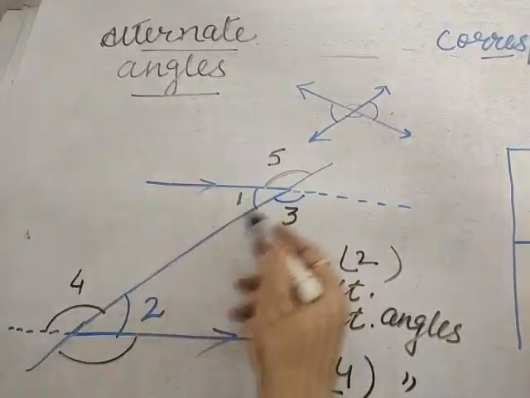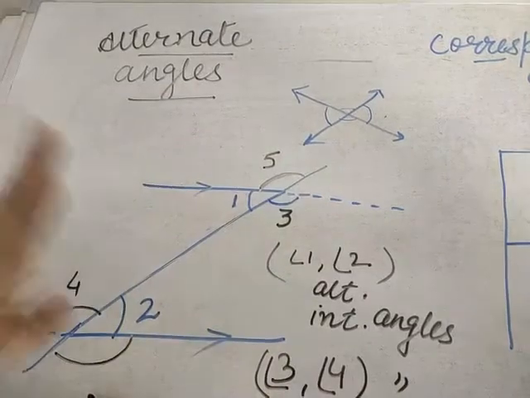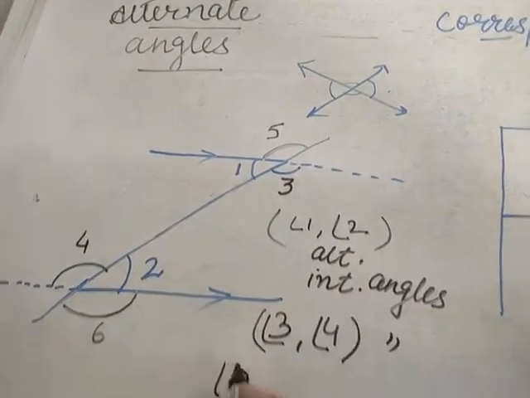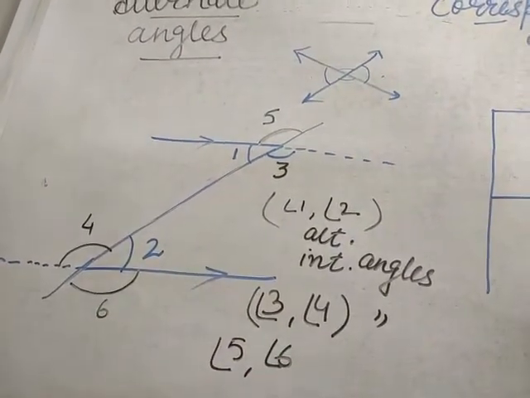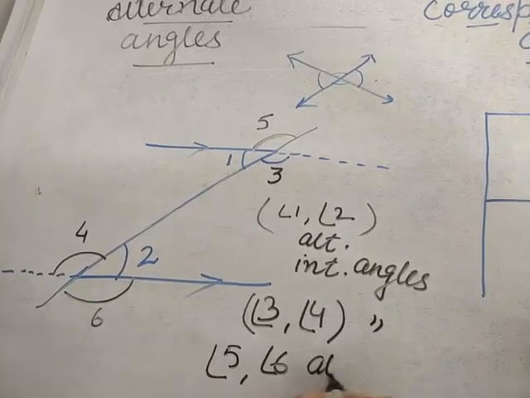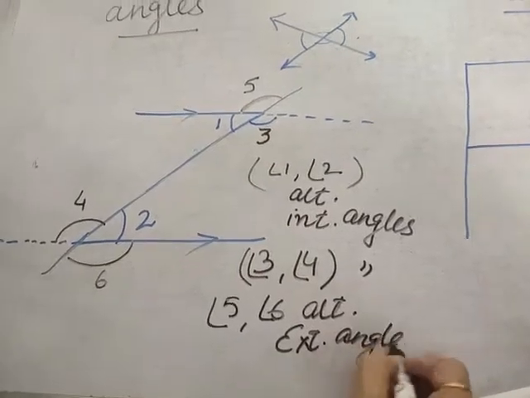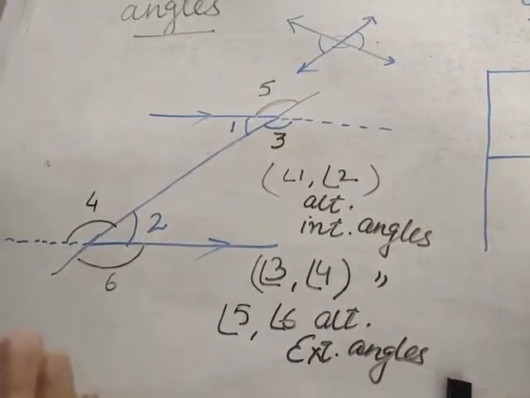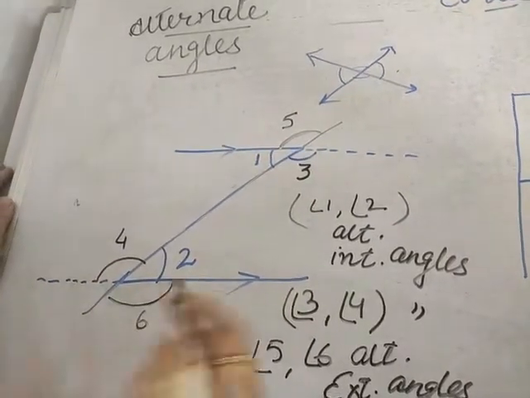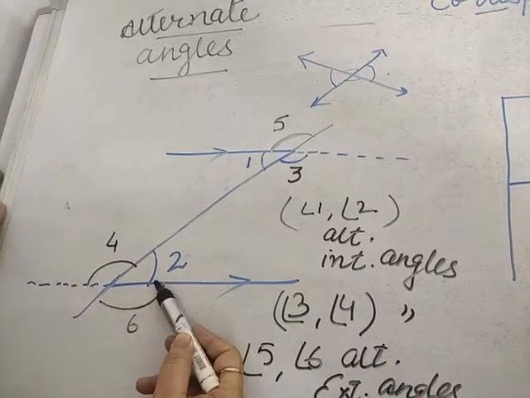This line is the transversal line. One is on top, one is at bottom. Both are on opposite sides. So 5 and 6: I have another pair of alternate angles, that is 5 and 6. And these are alternate exterior angles. I hope you have understood interior and exterior. And the word alternate means one is on the left side and another is on the right side.